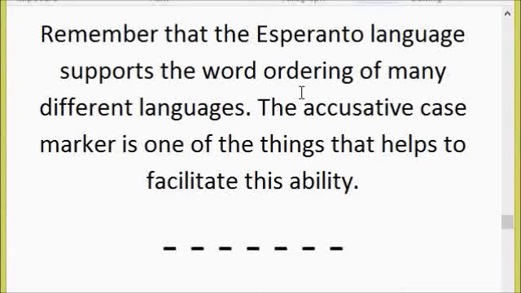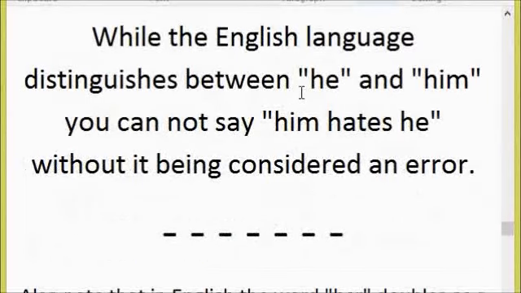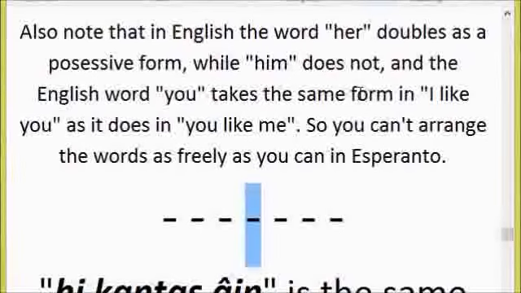Remember that the Esperanto language supports the word ordering of many different languages. The accusative case marker is one of the things that helps to facilitate this ability. While the English language distinguishes between he and him, you cannot say "him hates he" without it being considered an error. Also notice that in English, the word her doubles as a possessive form, while him does not.